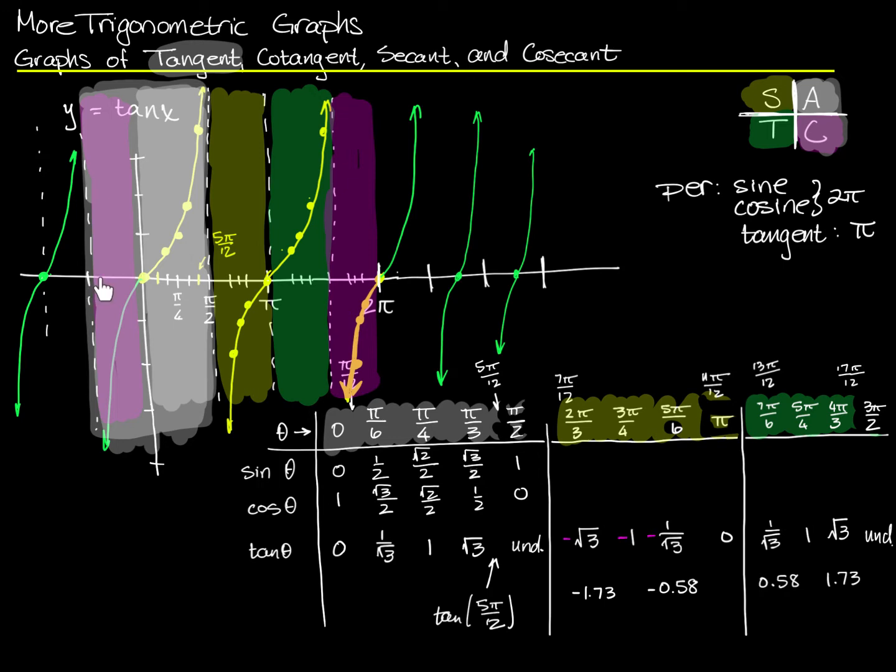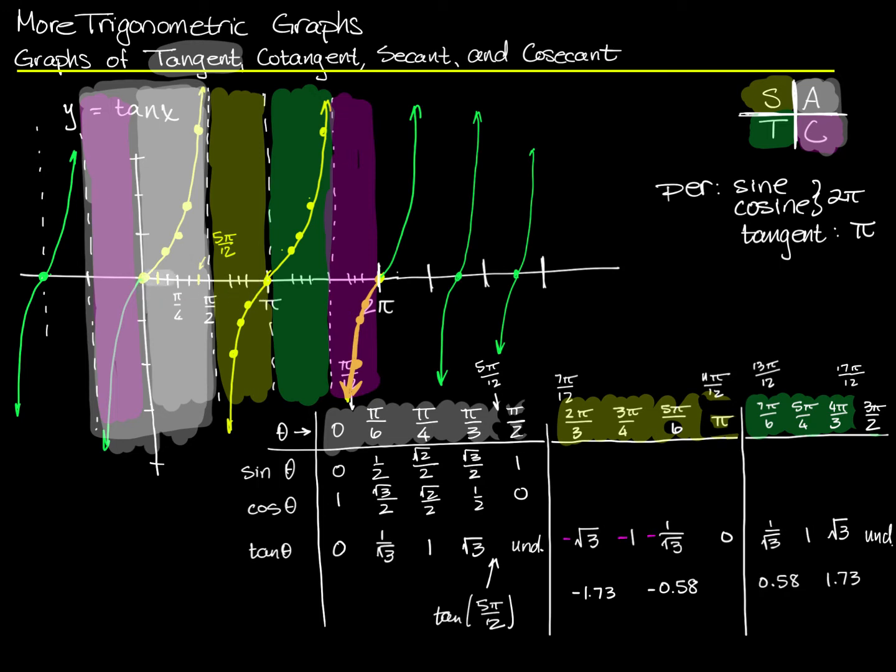Between here and here, negative pi over 2 up to pi over 2, that has a stretch of pi units. You could also say, for example, that if we start here and go on until we get back to our starting place, that is one period. Because there's a break in it, we tend not to use that, but that's another way to look at it. Tangent has a period of pi, right?